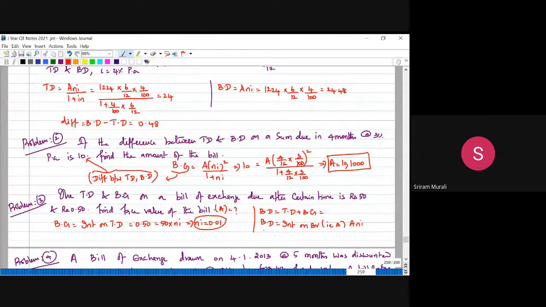Banker's discount, as per the question, is to be found. The sum of true discount and banker's gain will be 50 plus 50 paise, that is, 50 rupees 50 paise, our banker's discount. So 50.50 is equal to interest on banker's value, that is A into interest, 0.01, which we just found. So this implies A is equal to 5050.